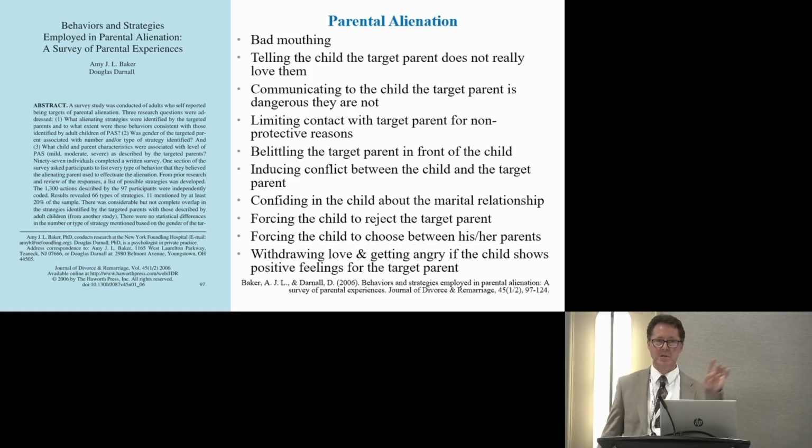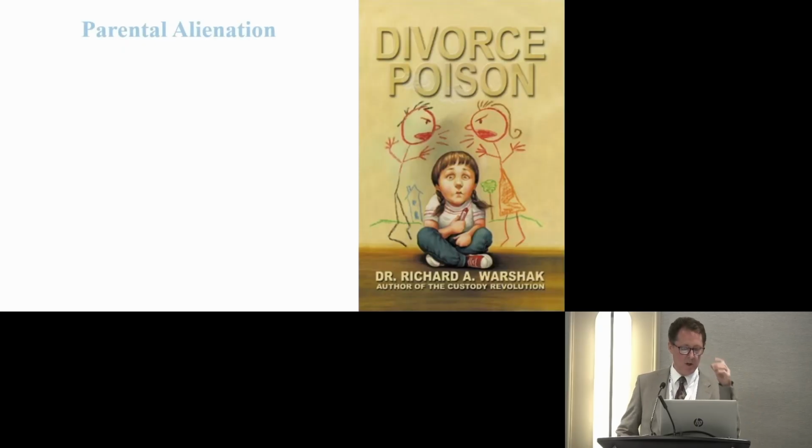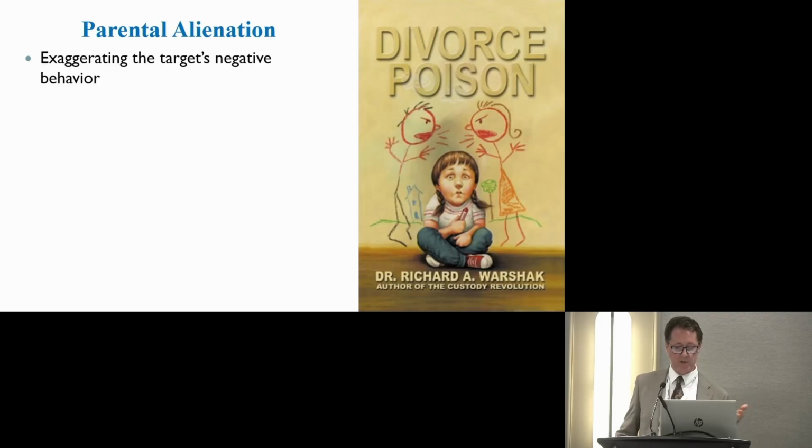Now, the study you see on the slide, there's 56 of these behaviors that they recognized way back in 2006, and that was Doug Darnall and Amy Baker. But it's seminal research that helps us understand all of the ways that children are abused psychologically through parental alienation, which is any behaviors likely to cause harm to the child's relationship with the other parent. Another good source for understanding these behaviors, this is Divorce Poison by Dr. Richard Warshak. He's got a section here on pages 202 and 203 in the digital print.